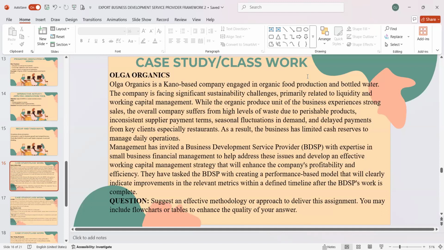All right. I just read the thing again, and it says the company experiences strong sales, and at the same time, they suffer from high levels of waste due to perishable products. So in as much as they are making high sales, maybe the perishable product is referring to raw materials or already manufactured products. I'm not sure which of these two categories this waste is referring to.